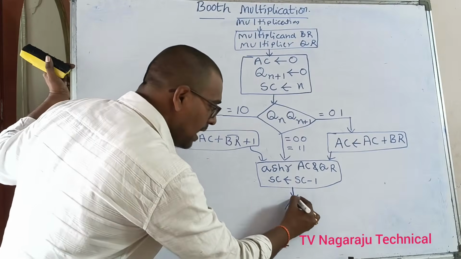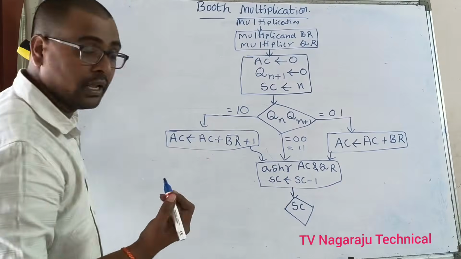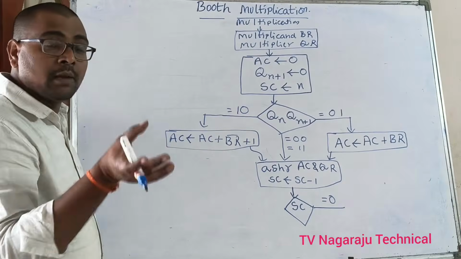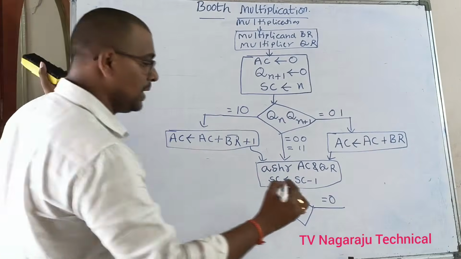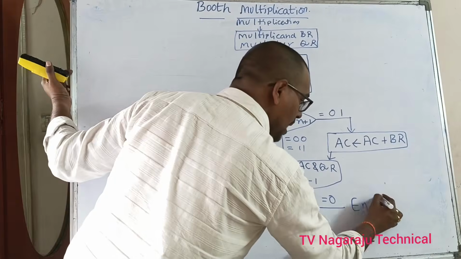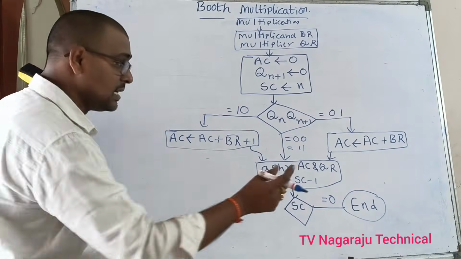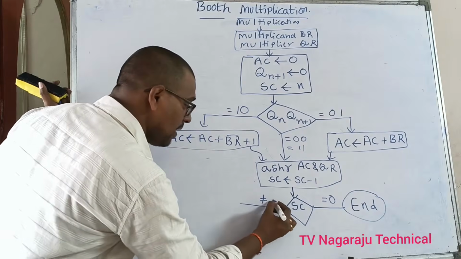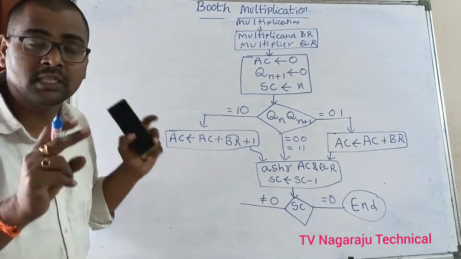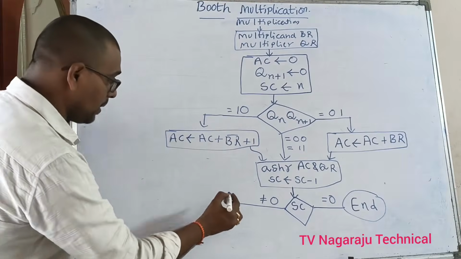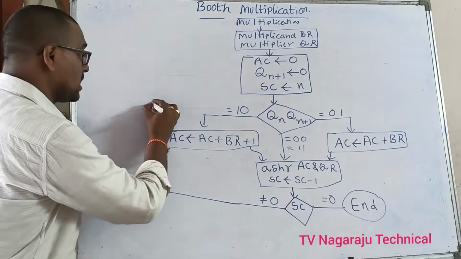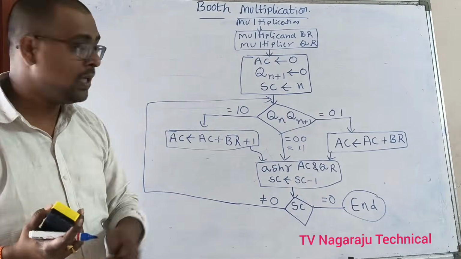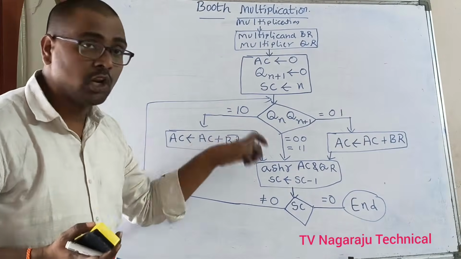Check the value of the sequence counter. If the sequence counter value is equal to 0, my entire multiplier is completed. That is the end; my operation is completed and the result is available in AC and QR. If the sequence counter value is not equal to 0, some more bits are available in the multiplier, so do the same operation. Clear? This is the algorithm.